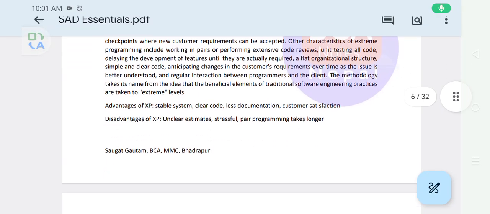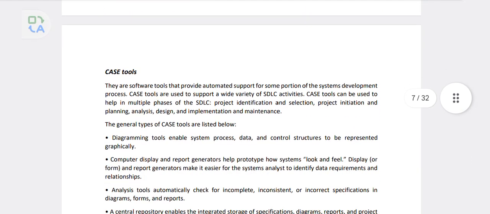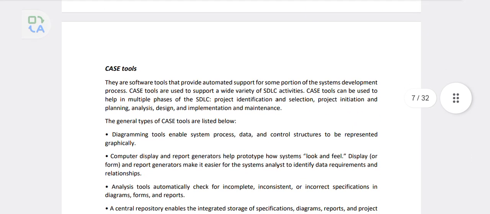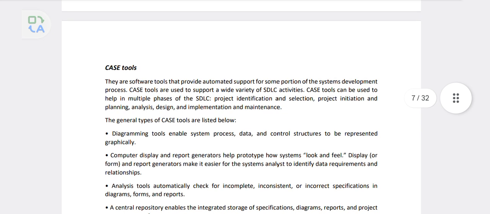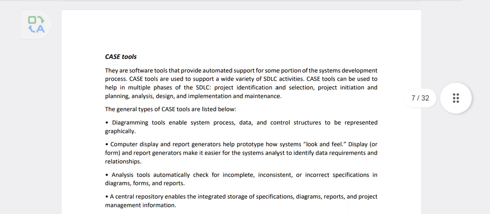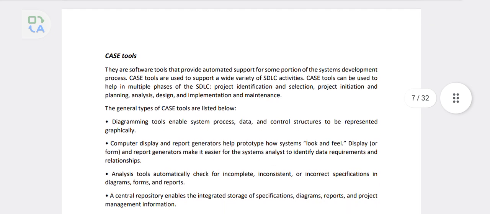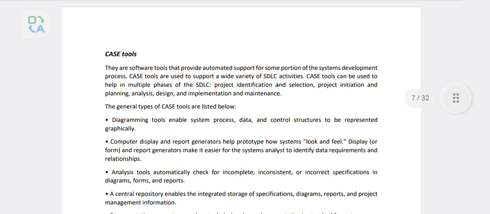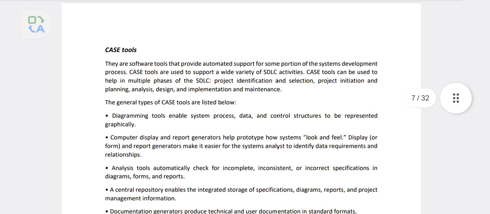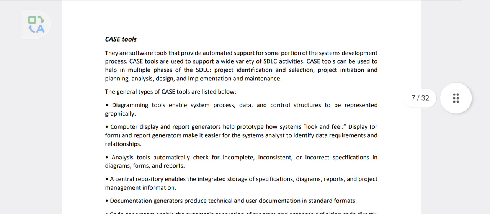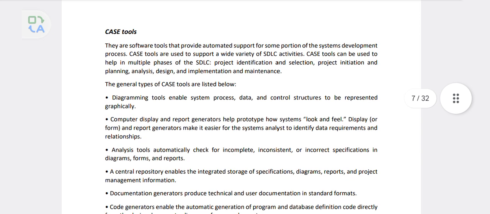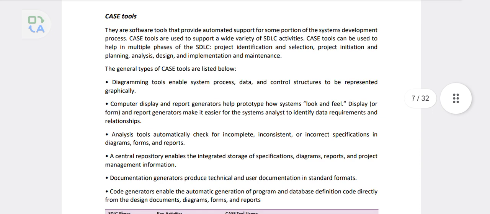Inspection. CASE tools are software tools that provide automated support for some portion of the system development process. CASE tools are used to support a wide variety of software activities. Diagramming tools enable the system data and control structure to be represented graphically. Computer display and report generators help prototype how the system will look and feel.